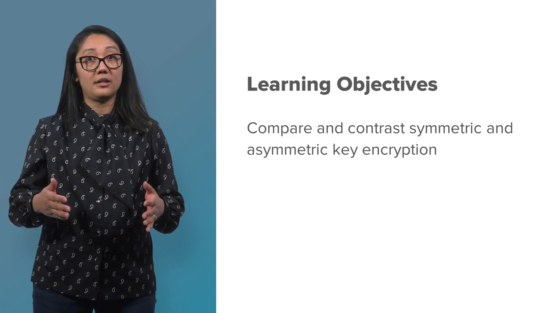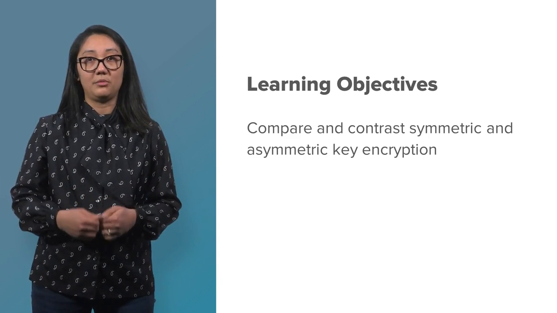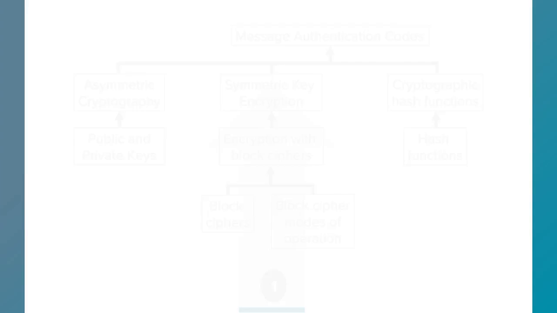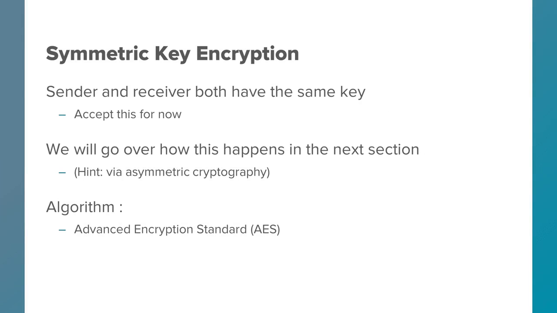So let's first start with symmetric key encryption. Now we just looked at the ideas that we need in order to be able to understand symmetric key encryption. And these ideas are highlighted here in our concept tree. Now we're going to move on to talking about symmetric key encryption. Now we know that when you encrypt, you have to have a private key, but the receiver needs to have a private key as well. In symmetric key encryption, both the sender and the receiver have to have the same key.